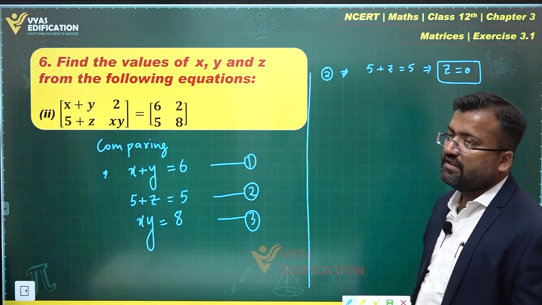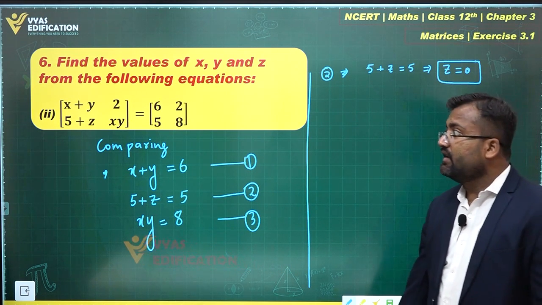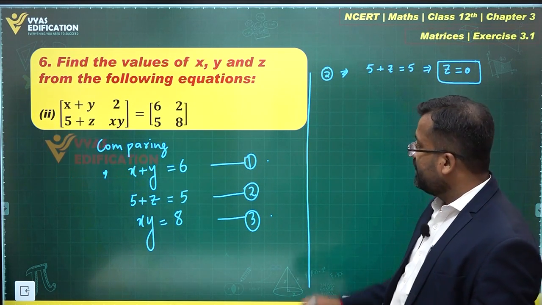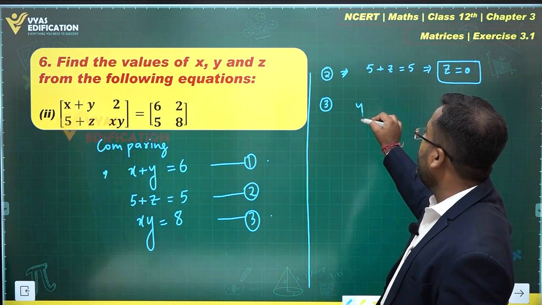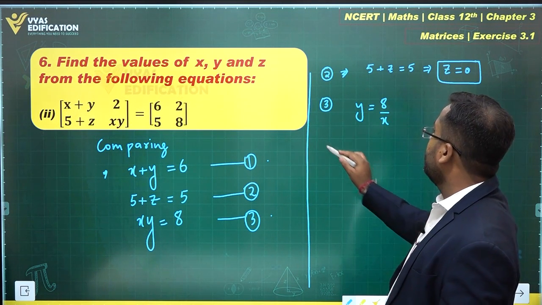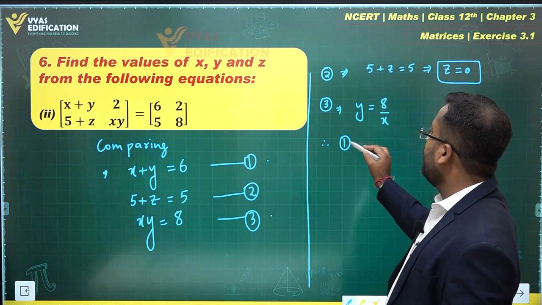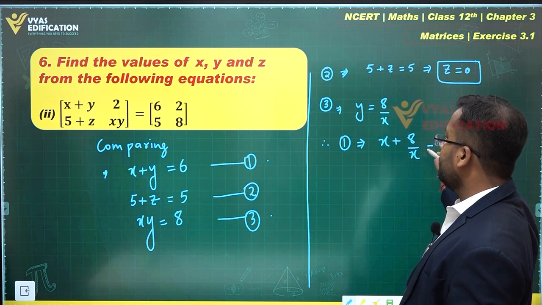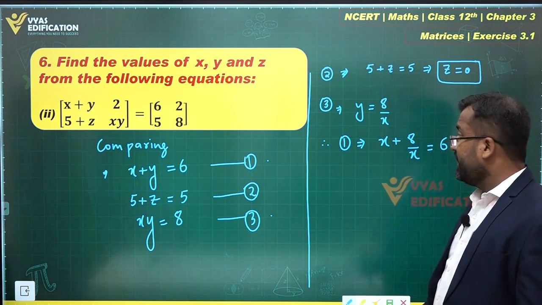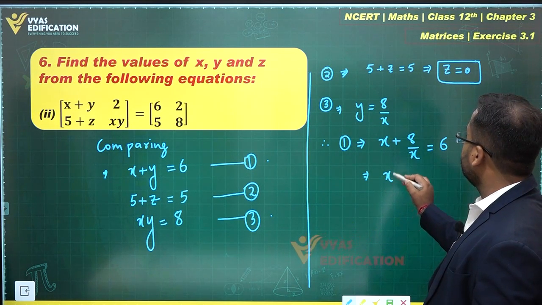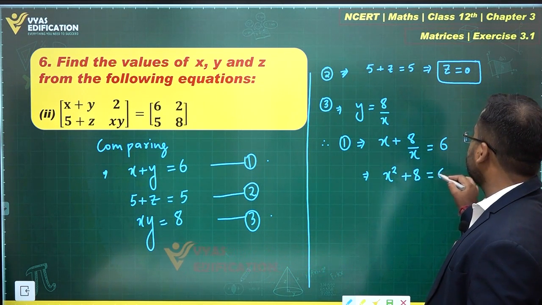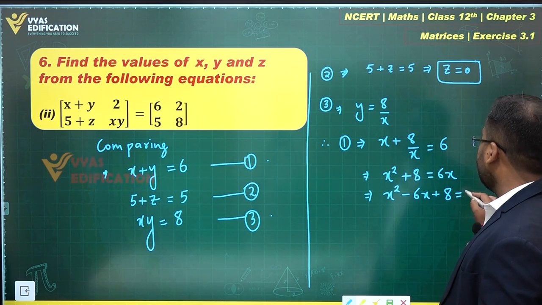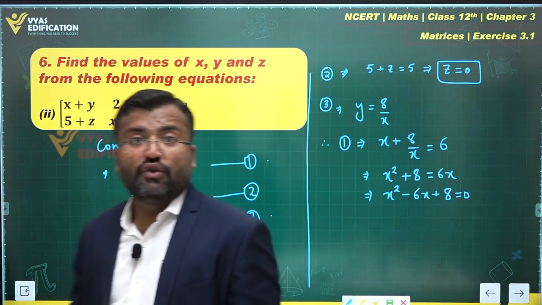This is what I get. 5 and 5 get subtracted. And z is simply equal to 0. This is what I get from the second equation. And x and y are two variables, and we have two equations in terms of x and y. So using 3, I can observe that y is equal to 8 over x. Therefore, equation 1 implies x plus 8 over x is equal to 6, which gives me x square plus 8 is equal to 6x, or you can say that x square minus 6x plus 8 is equal to 0, rearranging to form a quadratic.